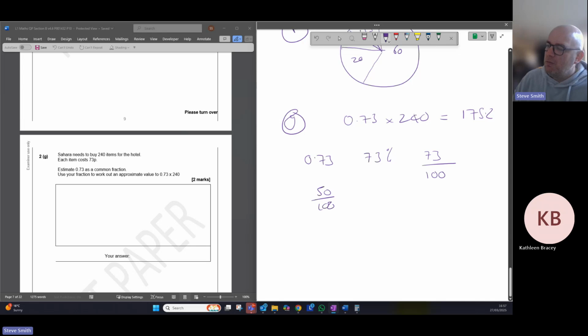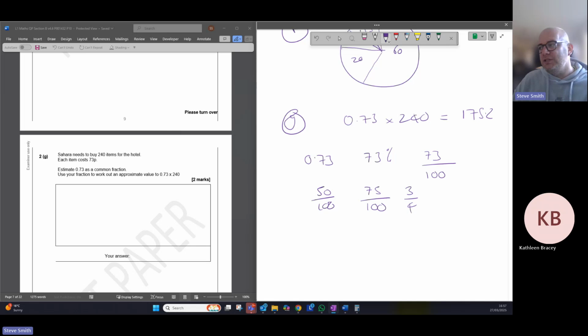50% is a common fraction. It's nowhere near that one. 75% is a common fraction because 75% is known as 3/4. So when we've got 75 pieces in 100 or 3/4, that's a common fraction. But 50 out of 100 is a half. That's a common fraction. So 73 out of 100 is not a common fraction. It's unusual, right? So we're now saying estimate it at 75%.